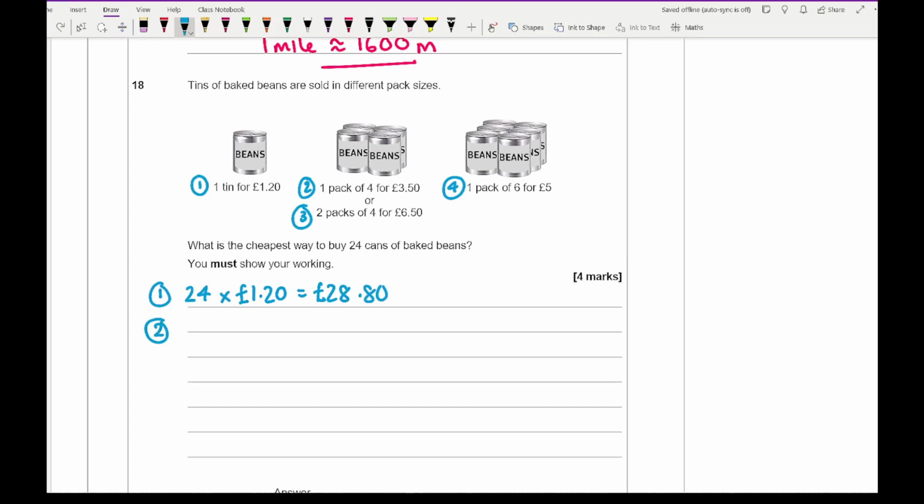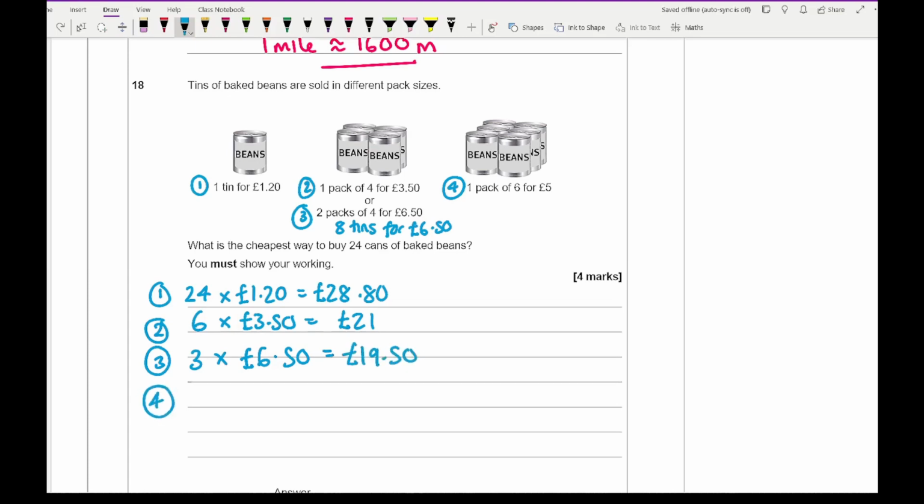Then with offer 2, how many 4s go into 24? That's going to be 6. So here I need to do 6 times £3.50, and 6 times £3.50 is £21. Then with offer 3, 2 packs of 4 is 8 tins for £6.50. So how many 8s do I need to make 24? That's going to be 3. So that's 3 times £6.50, and 3 times 6.5 gives me an answer of £19.50. So far that one's cheapest.